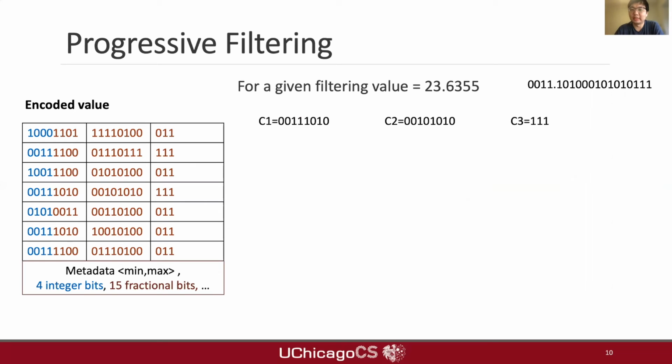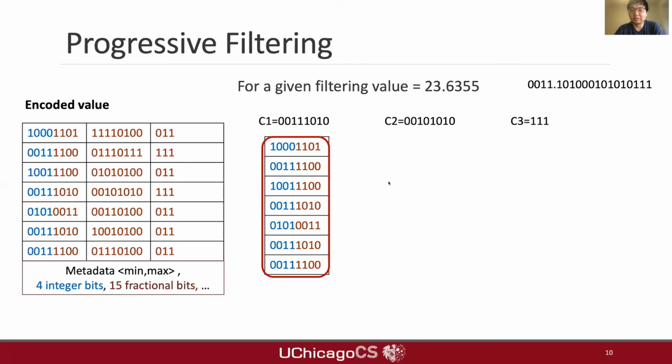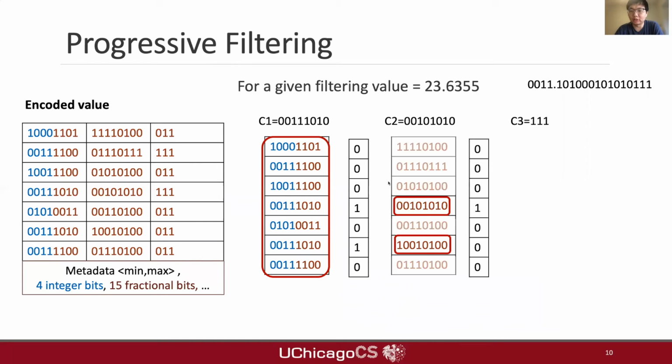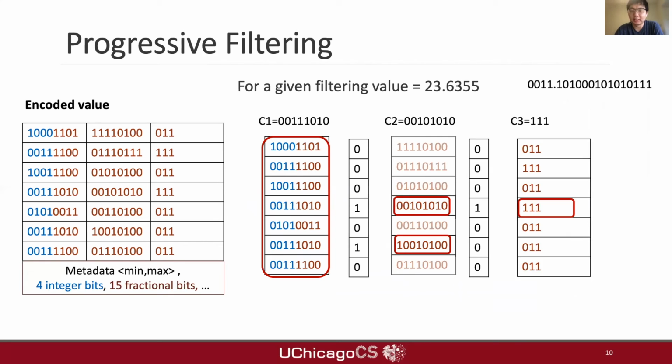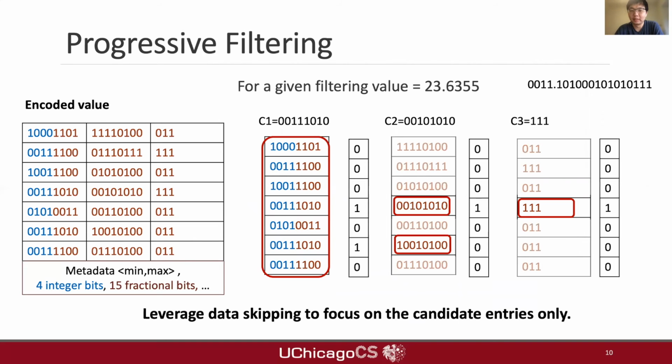With a given predicate, we can translate this predicate into predicates on subcolumns with BUFF metadata information. After evaluating on the first subcolumn, we get a bit vector indicating the potential candidate entries. Then on the following column, we are able to skip to the targeted rows and only evaluate those corresponding entries. As more values are processed, fewer records need to be checked. Progressive filtering is super efficient, especially for highly selective queries.